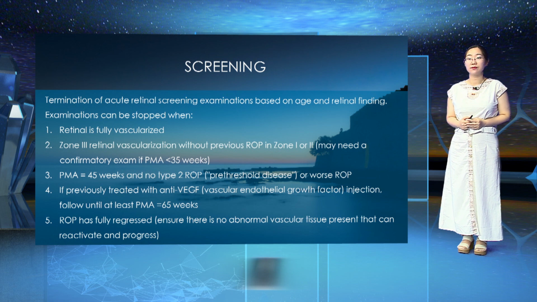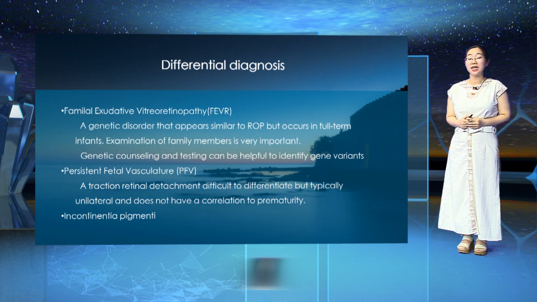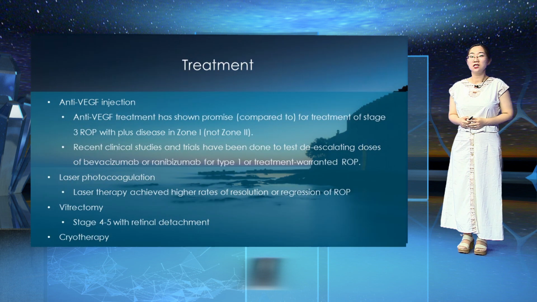Differential diagnosis. FEVR is a genetic disorder that appears similar to ROP but occurs in full-term infants. It may present early within the first week of life also. Examination of family members is very important. Genetic counseling and testing can be helpful to identify gene variants in about 50% of patients. Treatment.